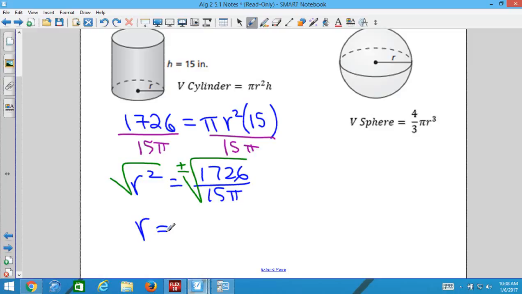You do need to put the plus minus in there, but we have to think about what we're finding. I'm trying to find a radius. I don't have a negative radius. So please do not write down both answers, because one of them doesn't make any sense. Only use the positive version.